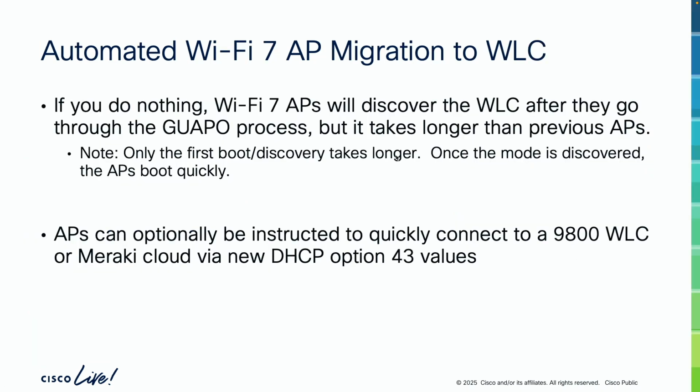So I just want to reiterate, if you do nothing, treat it just like an older access point, it will function. It will get there. It just takes longer. It might take 15 minutes the first time it boots to figure all this stuff out, and then it will proceed with the normal boot. But you can use some DHCP option 43 values, new values, to kick it one way or the other, whether you want it to be controller or cloud-based. The options are there.